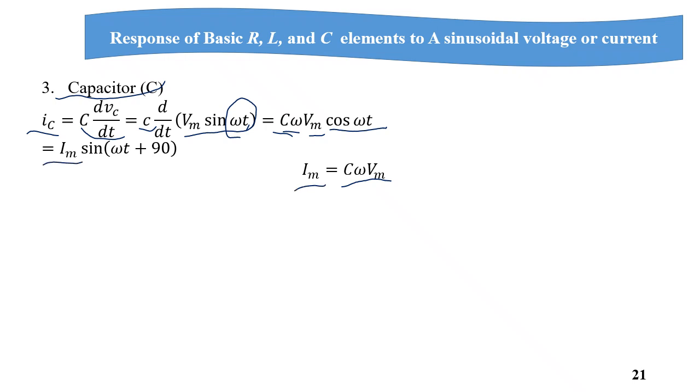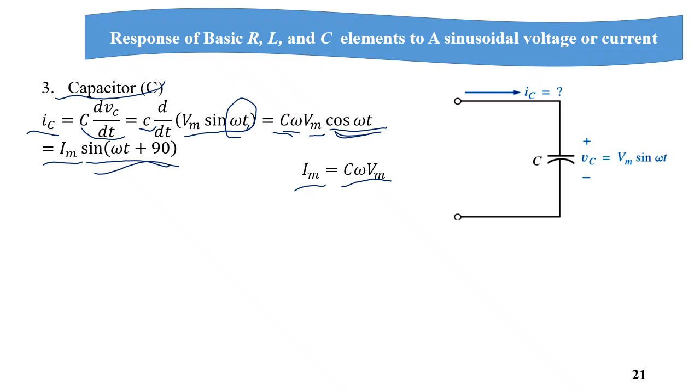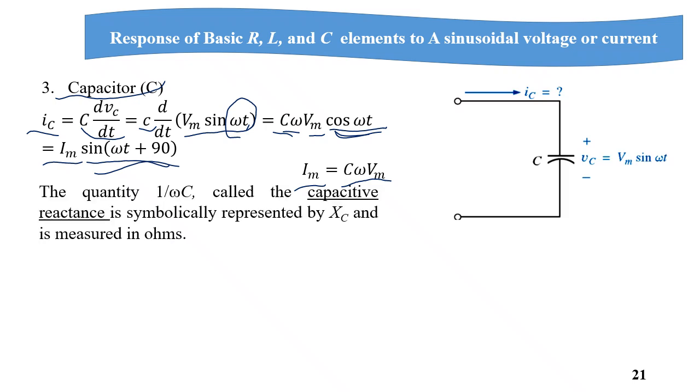Then we have I maximum, and the cosine omega t is substituted by sine omega t plus 90. Then we have the current is leading the voltage by 90 degrees. The quantity, which is equal to 1 over omega C if we divide V maximum by I maximum, is called the capacitive reactance and having the symbol of XC and is measured also in ohm like the XL.